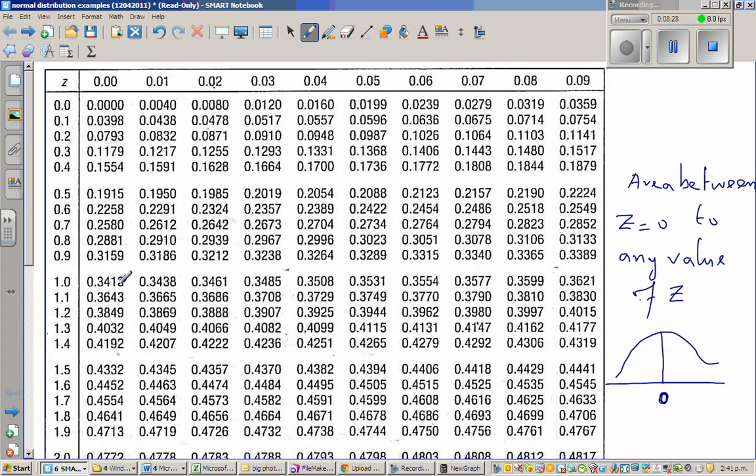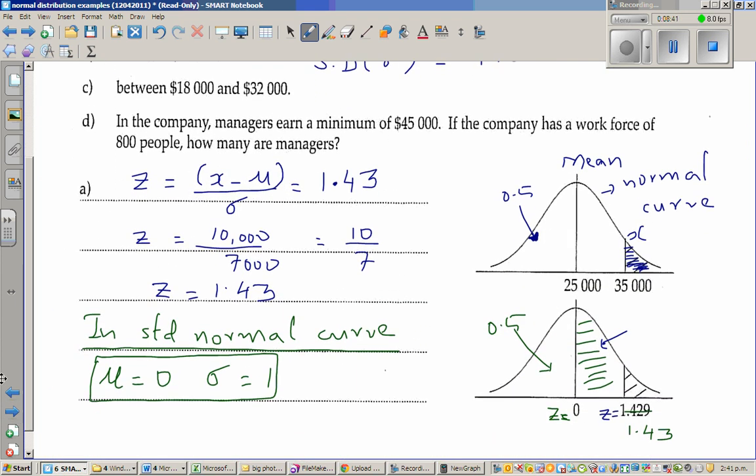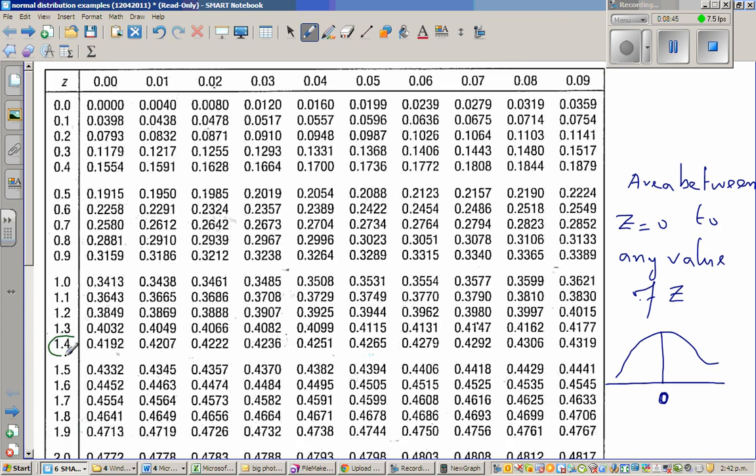So how do you read the table? You go down; this tells me the first two significant figures. The number is 1.43, am I right? Yeah. So I'll go first to 1.4, and in this column you get the second decimal place, so you go across to 1.43. This is the area between Z equal to 0 and 1.43. So this is how you read the table: 1.4 across 0.03. I hope you understand 1.4 plus 0.03 is 1.43. That's how you read it.